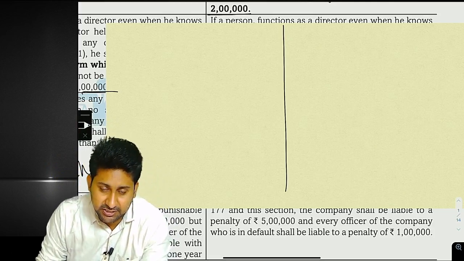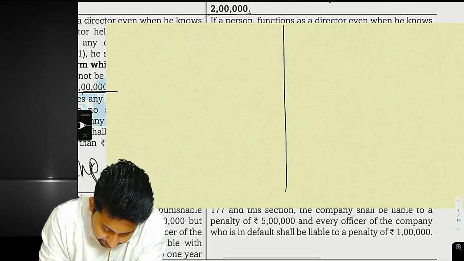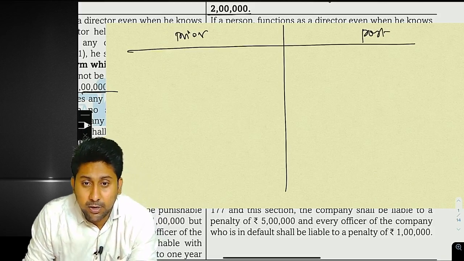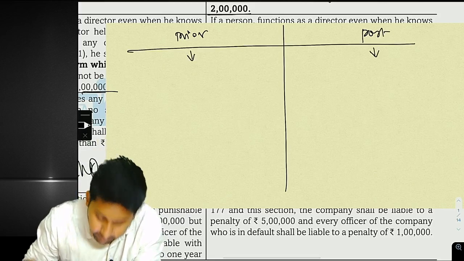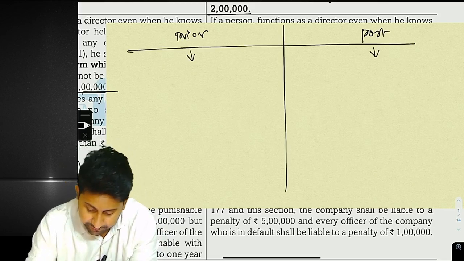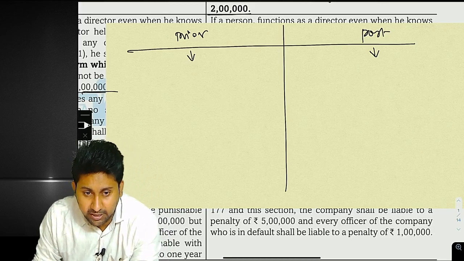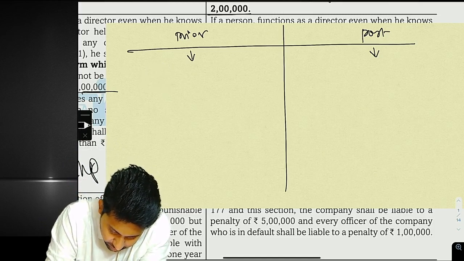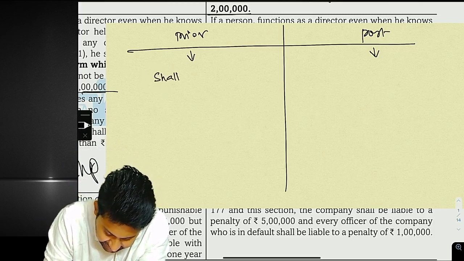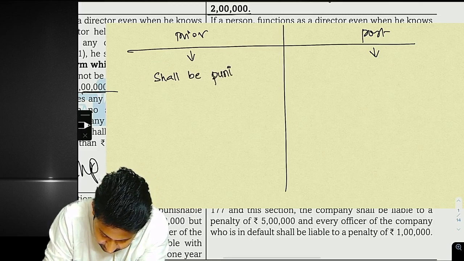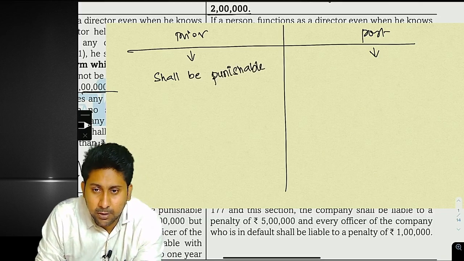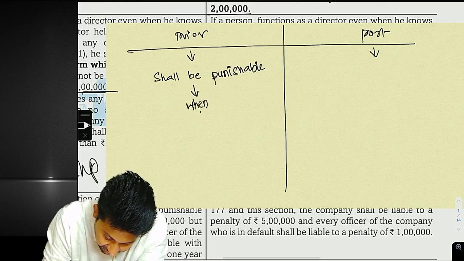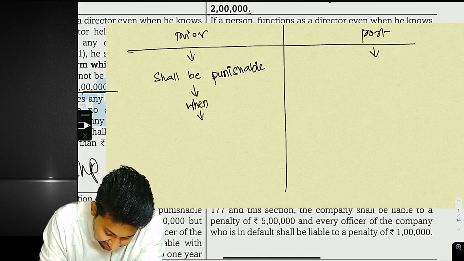First observation is, prior to the amendment, I repeat, prior to the amendment, it was clearly said that whoever violates shall be punishable. Shall be punishable when? If he commits a violation or a contravention.